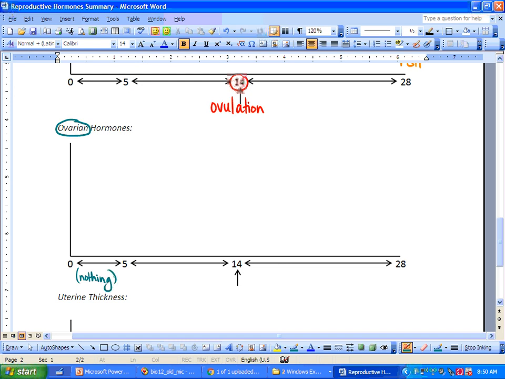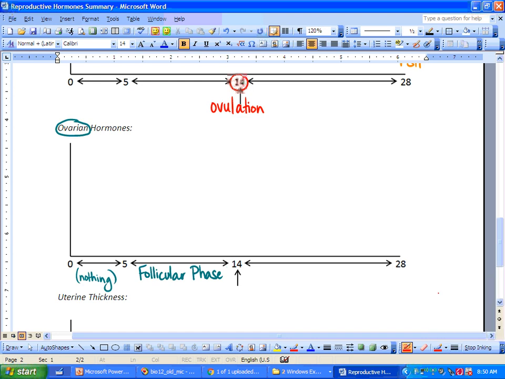Remember the first 5 days, or 4-ish days, is menses. The actual menstruation, the shedding of the endometrial lining, bleeding, flow, all those different names that people give it. So there's really nothing going on in the ovary in terms of developing an egg quite yet. And then around day 5, we start developing the follicle. So that is called the follicular phase. So the follicular phase coincides with developing the follicle.